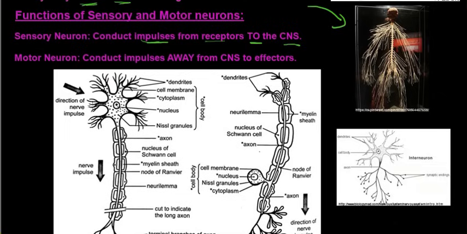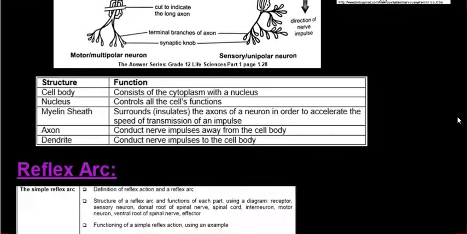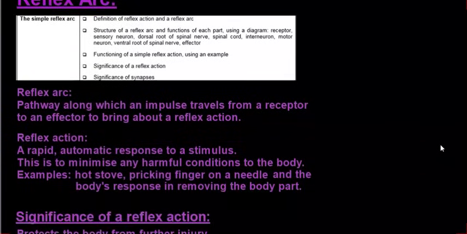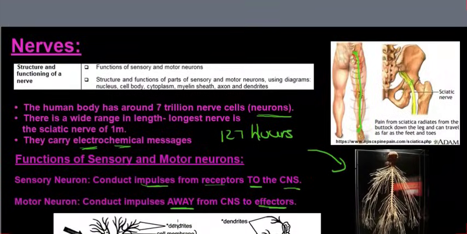And then the motor neuron conducts impulses away from the central nervous system to the effectors. Now, just looking at the definition of an effector, I think it's on this side.